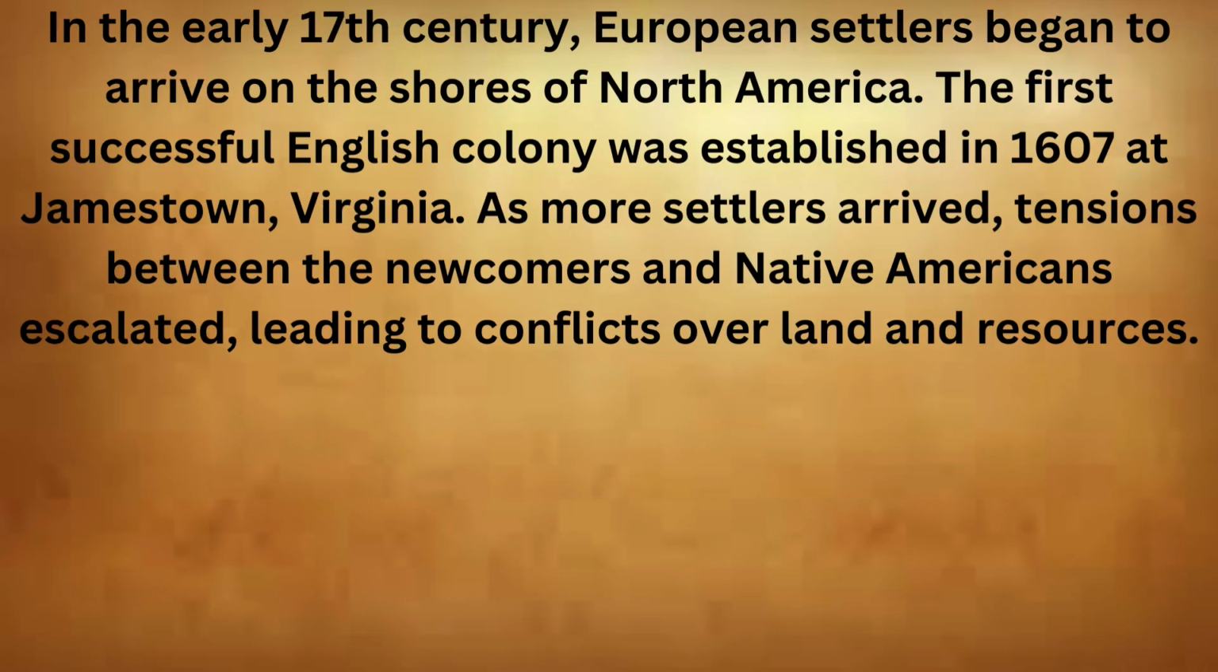In the early 17th century, European settlers began to arrive on the shores of North America. The first successful English colony was established in 1607 at Jamestown, Virginia. As more settlers arrived, tensions between the newcomers and Native Americans escalated, leading to conflicts over land and resources.